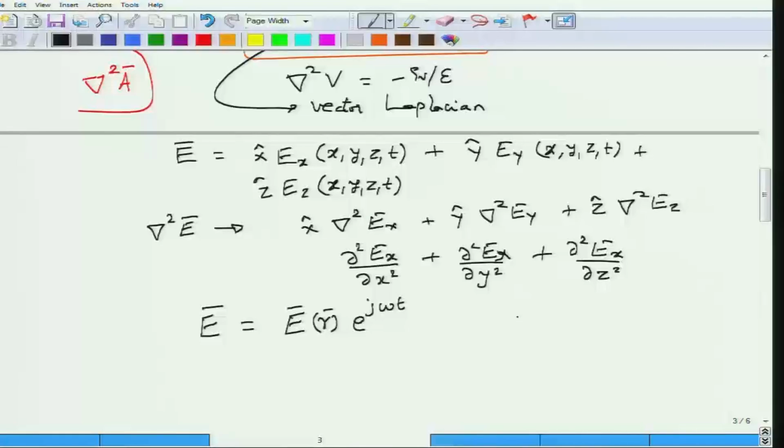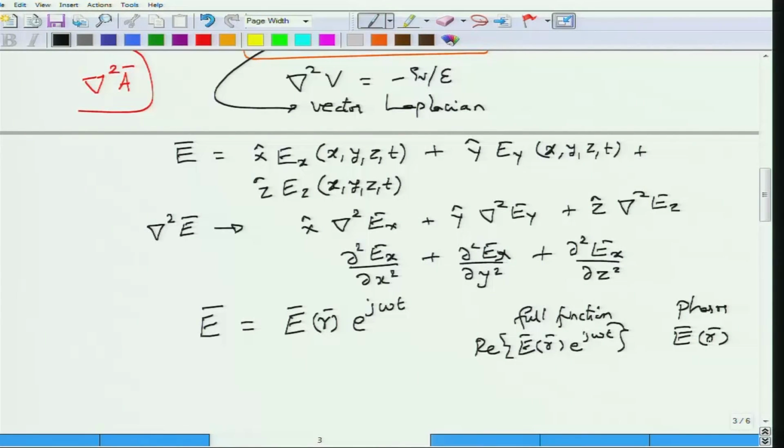So if you want to go from a full function to a phasor, let us say the full function is E of r e power j omega t, or the real part of it. The phasor form of this will be E of r. You have just dropped e power j omega t and the real part. If I am given a phasor, I need to multiply by e power j omega t and then take the real part of it. So I can then go from phasor to the full time dependent function.